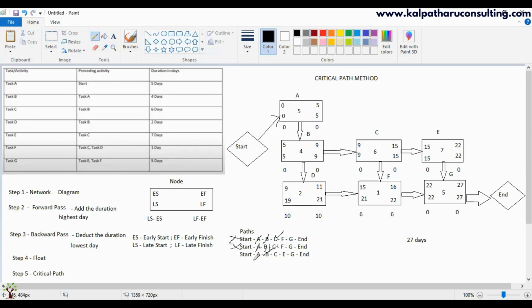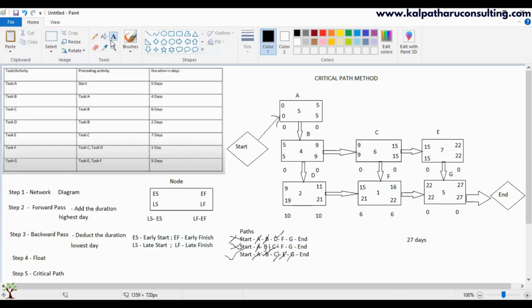Next, A doesn't have a float. B doesn't have a float. D doesn't have, C doesn't have, E doesn't have. G doesn't have. So none of the activities in this path has float. So we call that the critical path.